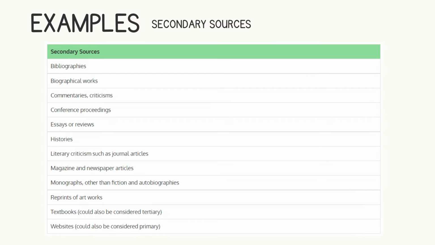Some of the examples of secondary sources are as follows: bibliographies, biographical works, commentaries or criticisms, conference proceedings, essays or reviews, histories, literary criticisms such as journal articles, magazine and newspaper articles, monographs other than fiction and autobiographies, reprints of artworks, textbooks, and websites. This could also be considered as primary.